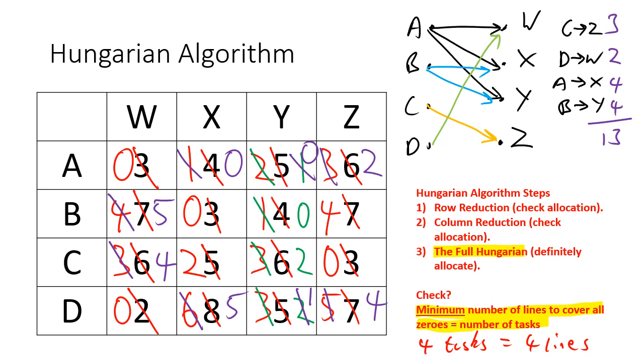All right, that was one possible allocation. So we can say that the minimum value for this whole thing is 13. All that work just to get the number 13. Fun times.